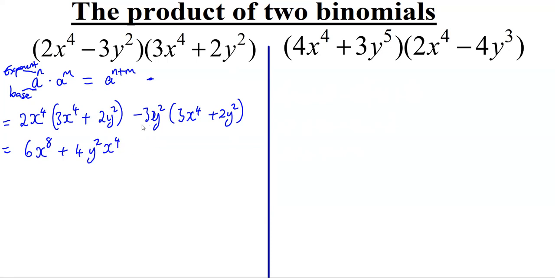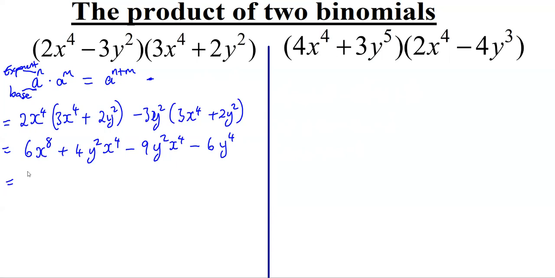Then here it's going to be minus. So 3y squared times that, you're going to get negative 9 for numbers. Then y squared x to the power 4. Then here we're going to get negative times positive. You're going to get negative 6y to the power of 4, because you're adding the powers, the exponents. 2 plus 2, you get 4.